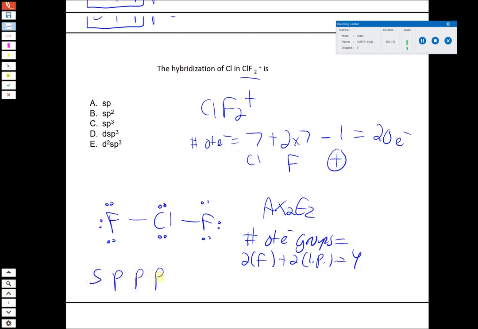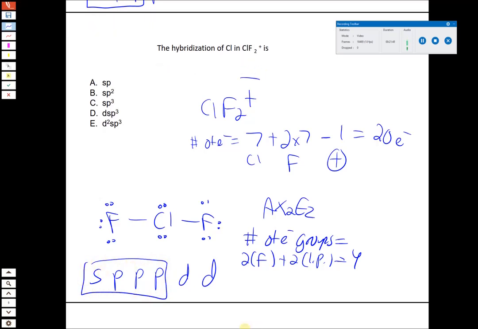We have the same orbitals available to hybridize. 1 s orbital, 3 p orbitals. We could hybridize up to 2 d orbitals. There are 5 d orbitals, of course, but only 2 of them really would ever get hybridized. And what we end up with is for 4 electron groups, taking the first 4 of these, which is s and 3 p's, so that makes it sp3.